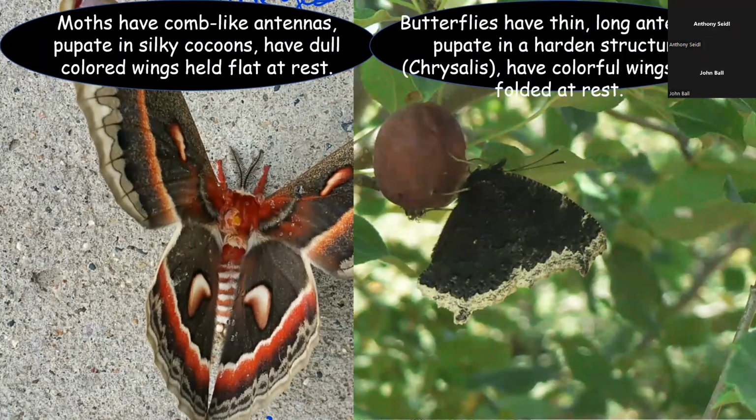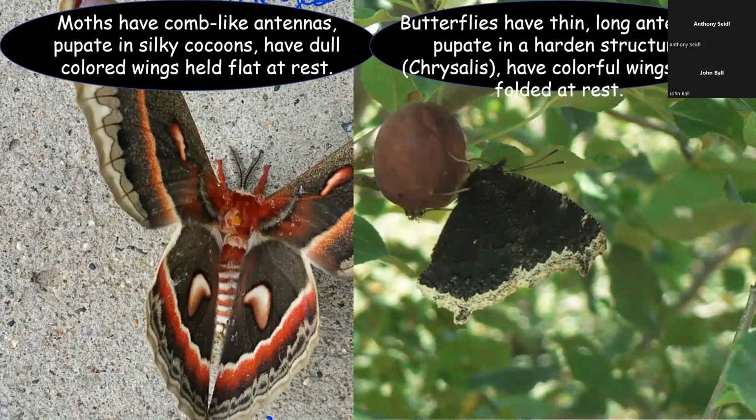If you take a look at the left side of your screen here, those are moths, and that's one of the Sphinx moths. And these have comb-like antennae. You can see that in the picture there. And they also pupate in very silky cocoons. And they have usually kind of dull colored wing patterns, and they're held flat at rest, as you can see here. Now, coloration, some of these actually are quite colorful, as Sphinx moths are.